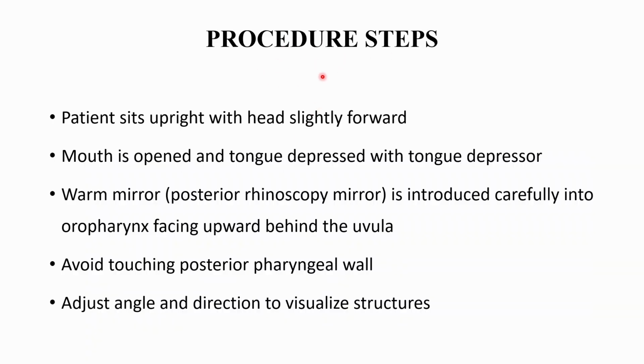The procedure steps: the patient sits upright with head slightly forward, the mouth is open and the tongue is depressed with the tongue depressor. Again, remember that when we are depressing, the tongue should stay inside the mouth. It should not come outside the mouth, because if you protrude the tongue outside and then try to depress it, it will not depress, because the tongue will already be stretched, so it will be difficult to depress at that moment. So for proper depressing of the tongue, it should remain inside the mouth.